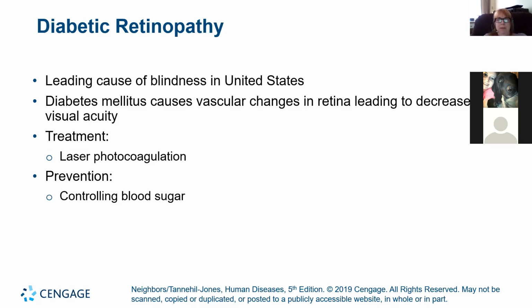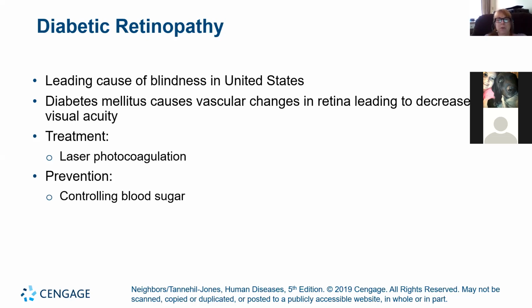Diabetic retinopathy. Okay, this is the leading cause of blindness in the United States. Why? Because we have a high prevalence of diabetes. Okay, so diabetes mellitus, which is adult onset diabetes, causes vascular changes in the retina. Okay, so it makes the blood flow to the retina decrease, which results in a decreased visual acuity.